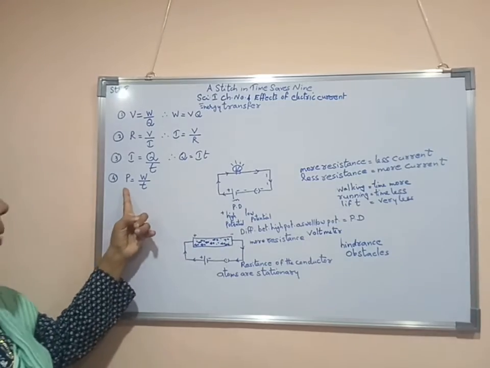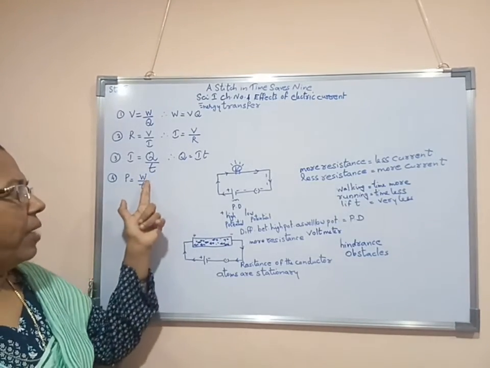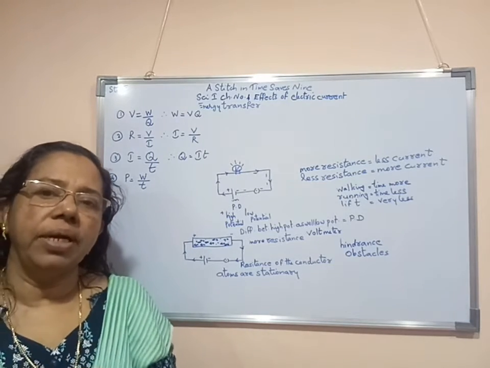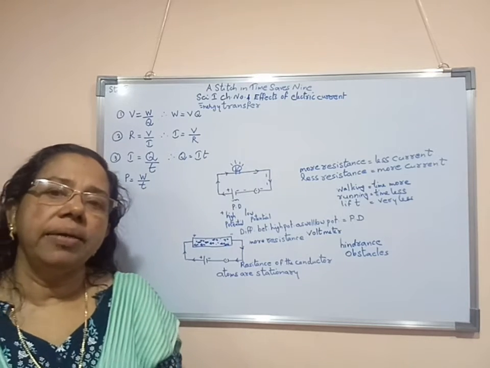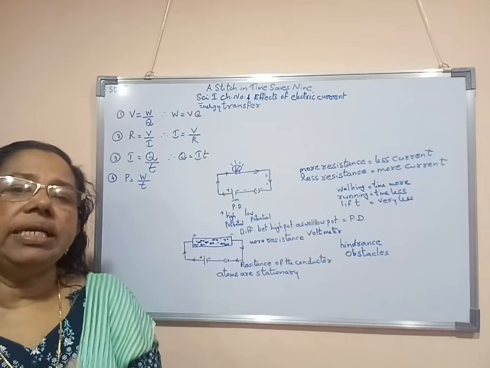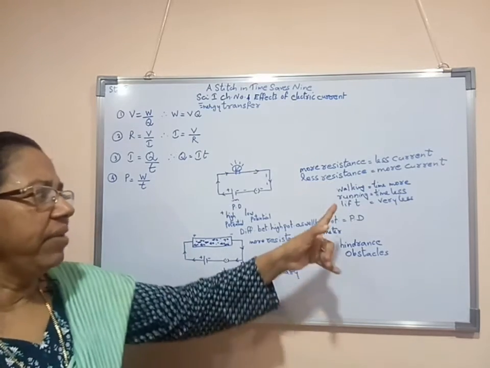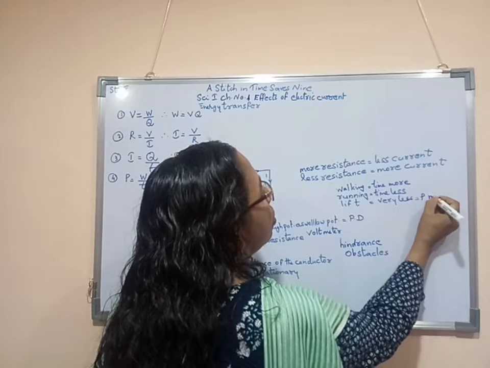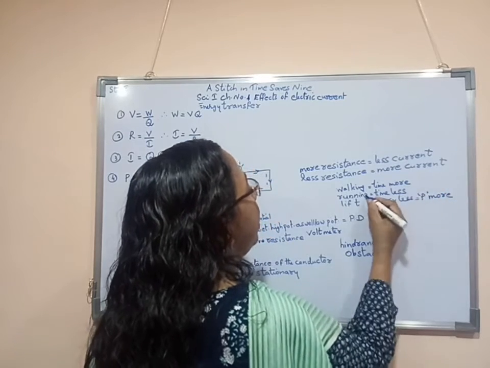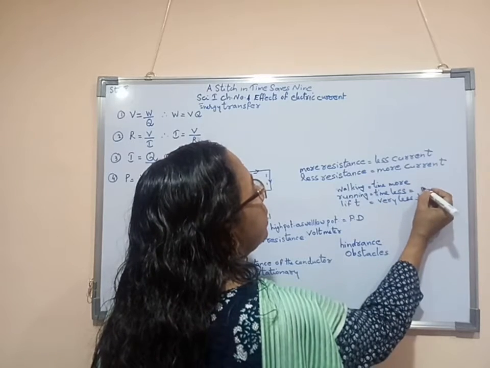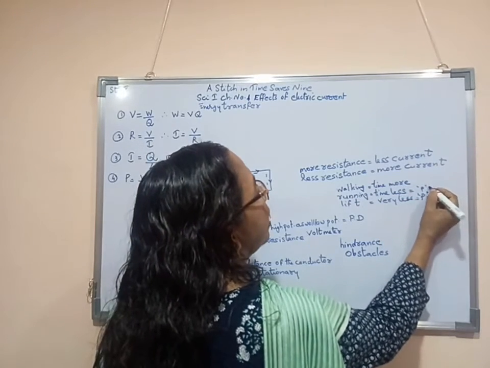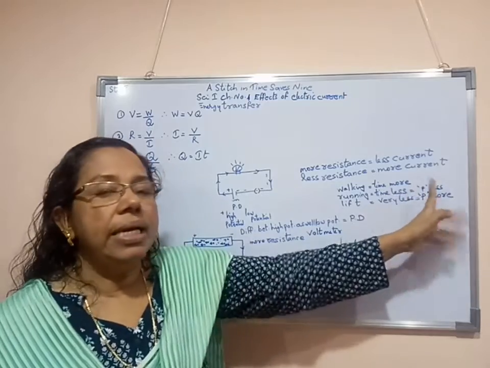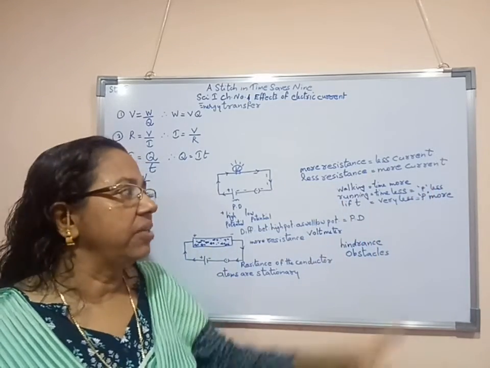So here, for finding power, what is the formula? W upon time. That means work done within a particular time. Work done for doing a particular work, within less time or more time. So work done with less time means power is more. P means power, more. Here if work is done within more time, the power exerted by us will be less.